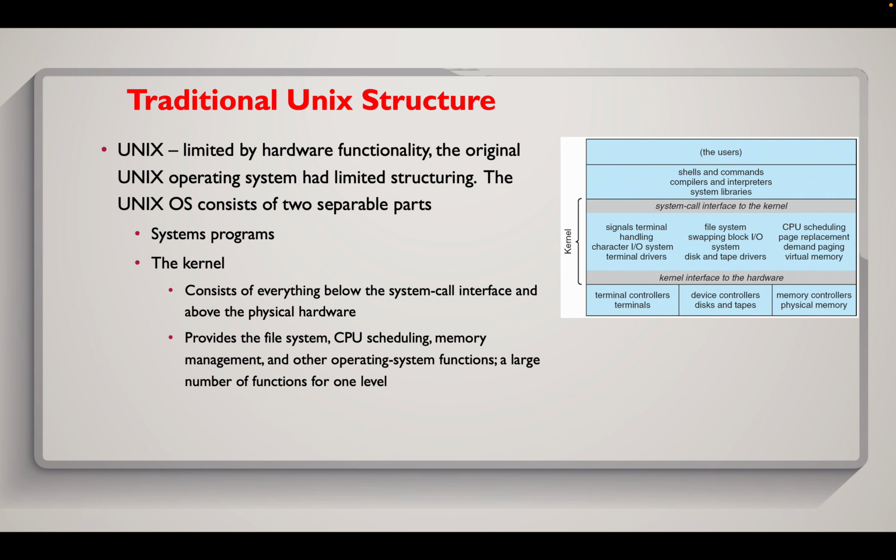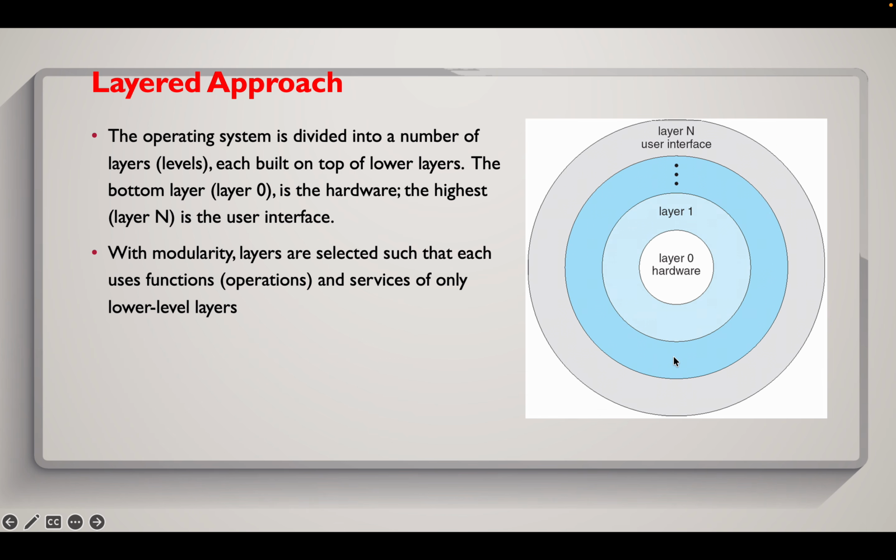Unix is limited by hardware functionality, the original. So shells, programs, commands, everything will be executed above the system call interface, and the kernel executes all the operating system routines, and finally devices. Now the layered approach.